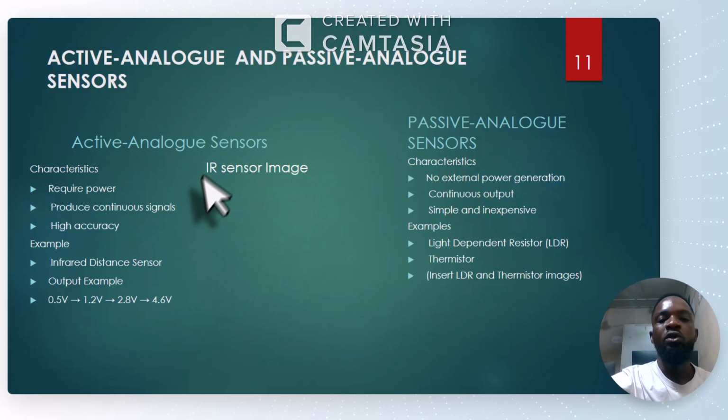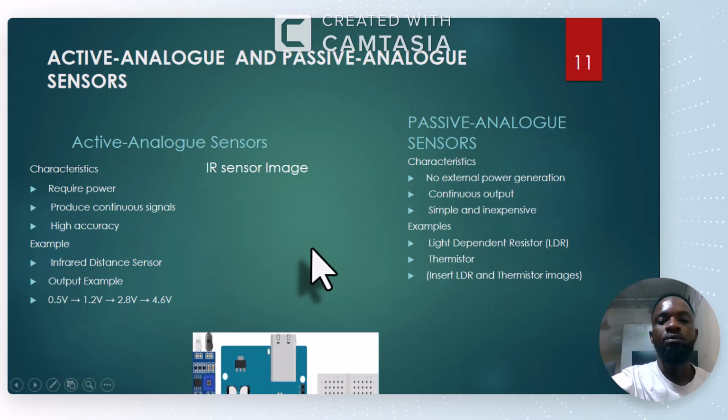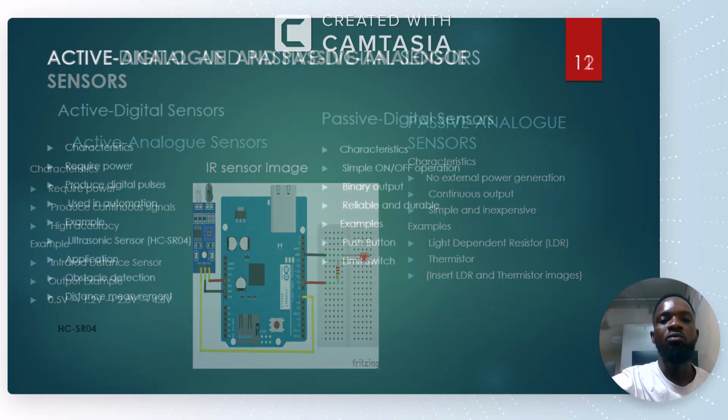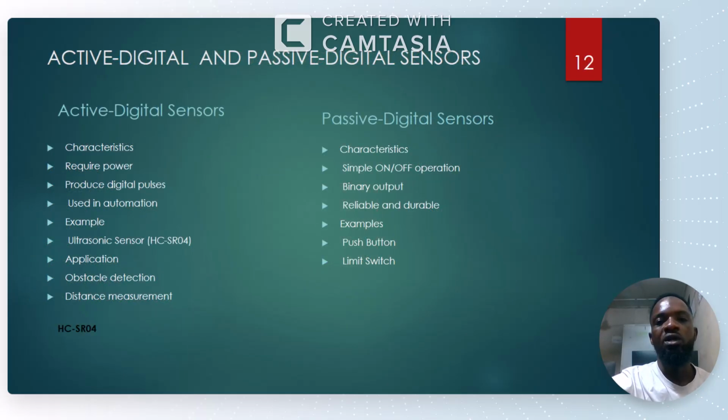Let us look at the image of an IR sensor. So this is the image of an IR sensor. This is also another sensor, and that is the image. I hope we are following. Very good. Now, having seen the characteristics of the passive and then active sensors, let us move to the active digital and then passive digital sensors.